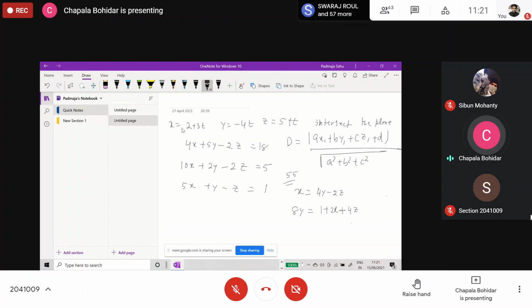Find the symmetric equation for the line of intersection of the two planes. Symmetric equation for the line of intersection of the planes. That is the question. What will you do here? Only to explain me.